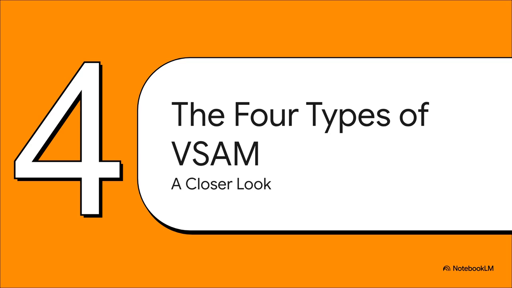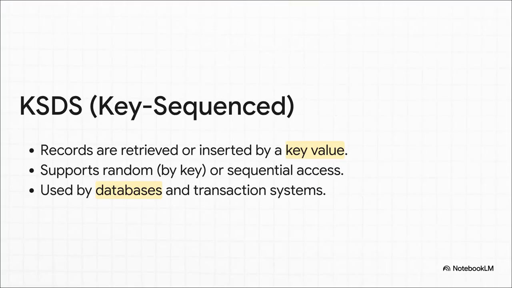So let's take a closer look at each of them. First, and by far the most common, is KSDS, which stands for Key Sequenced Dataset. This is the classic. Every single record has a unique key, like a customer ID or an order number. And that's the core power of VSAM right there. You use that key to go directly to a record without searching. The analogy of an index at the back of a book is absolutely perfect.